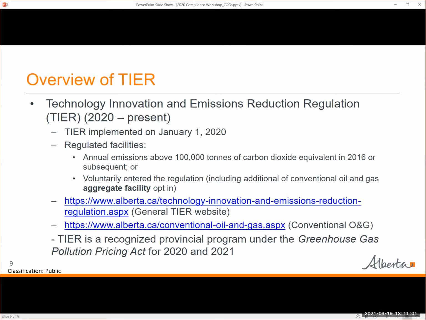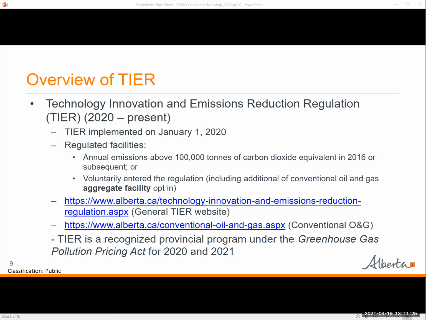Next slide, please. CCIR was replaced by the TIER system starting January 1st, 2020. The TIER system incorporates elements of both the SGER and the CCIR. Facilities with 100,000 tons of carbon dioxide equivalent or more in 2016 or any subsequent year have a mandatory obligation to comply with the regulation.